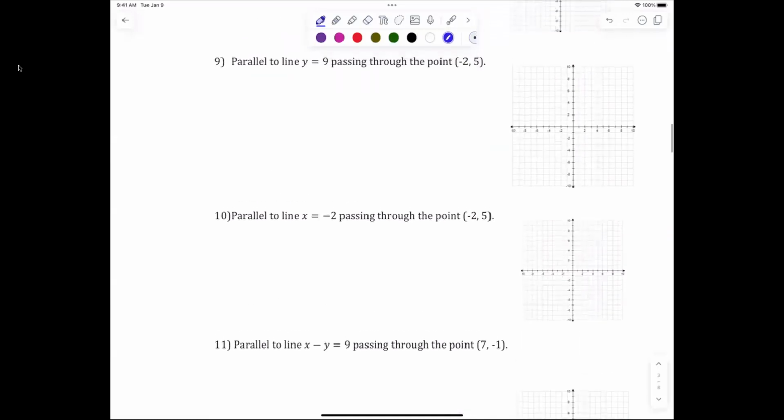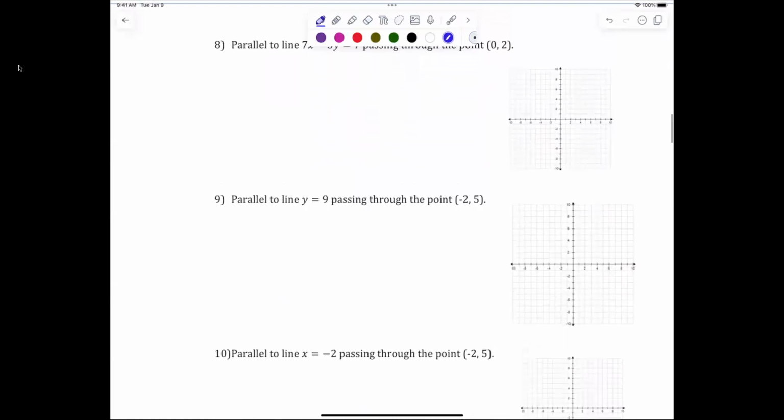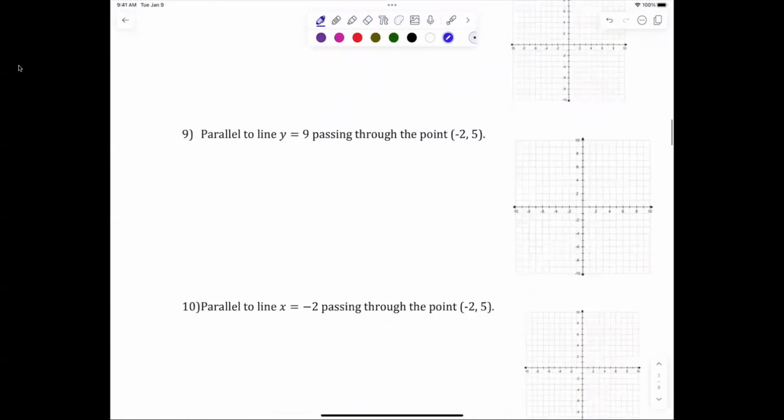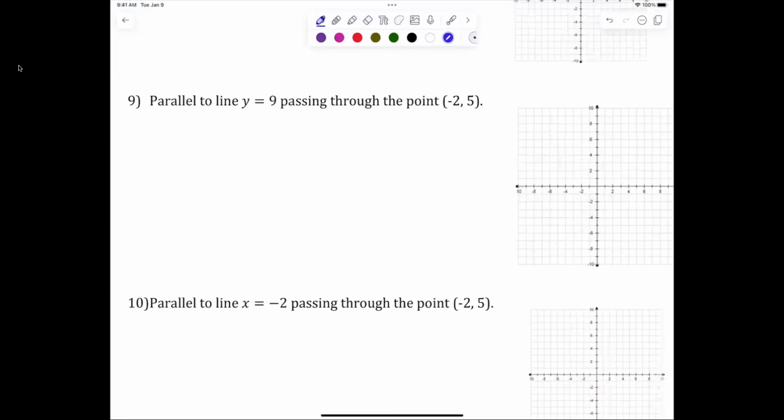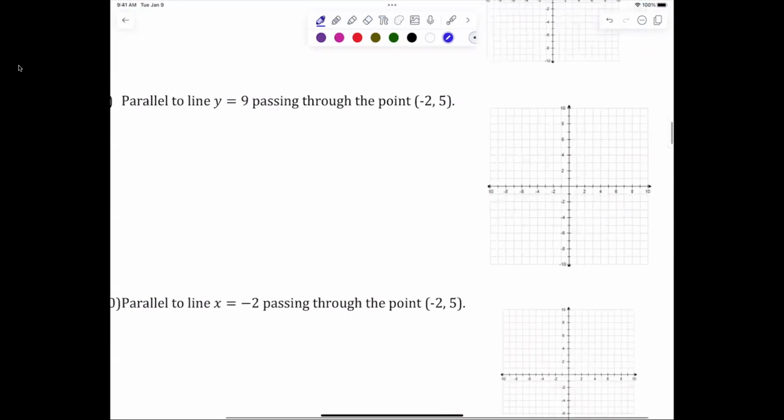All right, jump to number 10. Or no, actually number 9. Everybody's on number 9. How do I graph y equals 9? What kind of line? Think for yourself. What is y equals 9? Who remembers from yesterday? Horizontal line. That's right. Everybody should say it's a horizontal line, y equals 9. So everybody just draw a horizontal line, y equals 9.